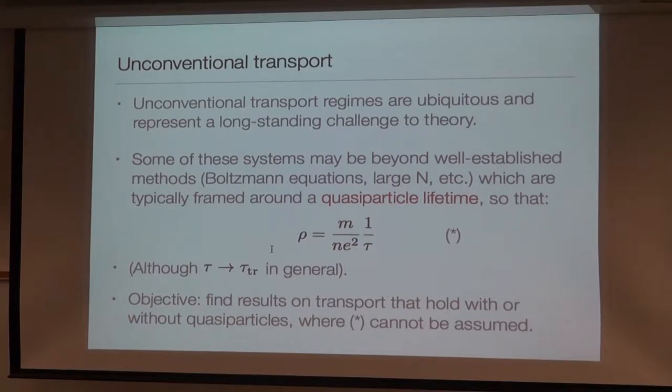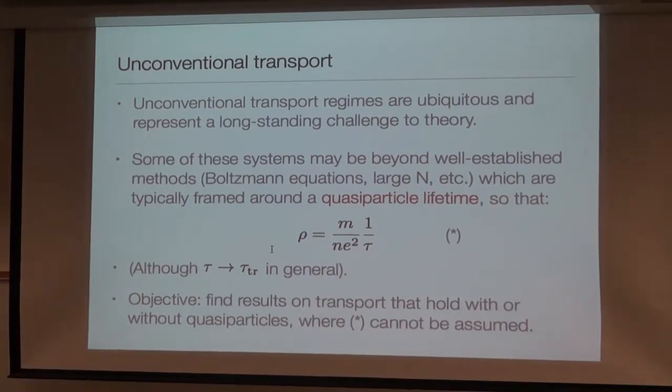And one reason that may be the case is that at least some of these systems may be beyond well-established theoretical methods, such as the Boltzmann equation or various large N approximations, because all of these methods are ultimately based around the concept of a quasiparticle, and transport is controlled by the lifetime of that quasiparticle. Roughly, the longer the quasiparticle lives, the better the thing conducts. And that's expressed in the Drude formula, which relates the resistivity to the inverse of this quasiparticle lifetime.